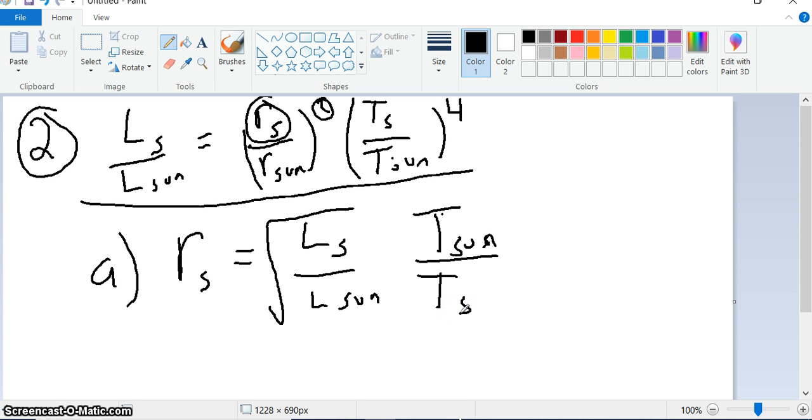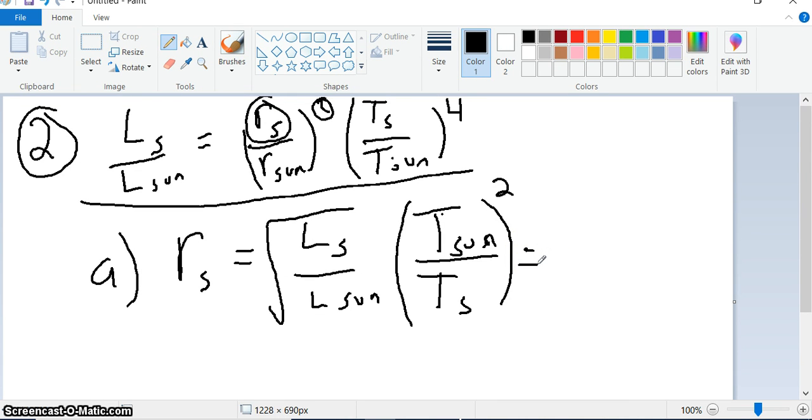Since you're taking the square root of something raised to the fourth power, it would just be raised to the second power. So that's actually the equation. I just wanted to show you where this comes from. Once you have this equation, you just plug the numbers in.